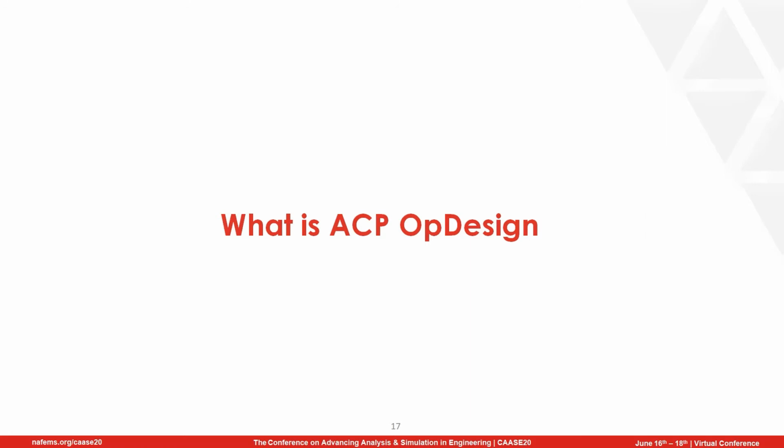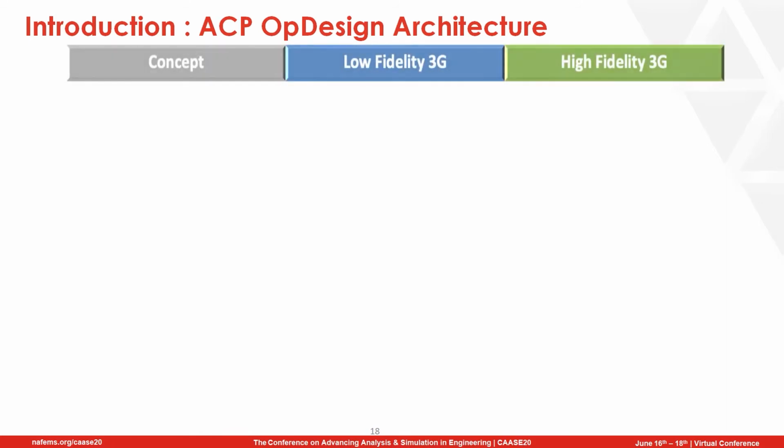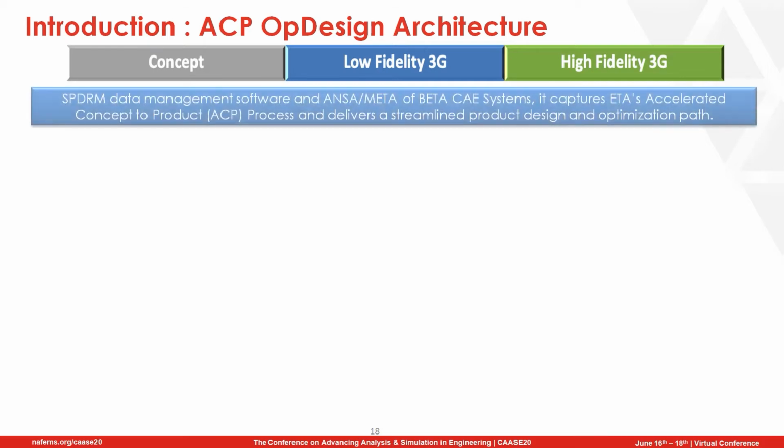Basically, ACP OpDesign is designed based on this process. Let's talk about ACP OpDesign. What is ACP OpDesign? ACP OpDesign architecture. Basically, ACP OpDesign has three major key modules: ACP concept, ACP low fidelity 3G, as we call it LF3G, and also high fidelity 3G. The product is basically using SPDRM as a database manager, and also using ANSA as a key software to go in and out for all the CAE activities.